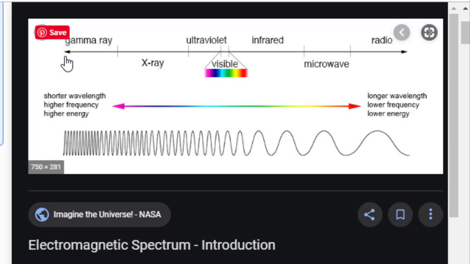Shorter wavelengths over here, gamma rays. Shorter wavelengths, higher frequency, higher energy. The wavelength gets longer and longer through X-rays, ultraviolet, visible, infrared, microwave, radio.